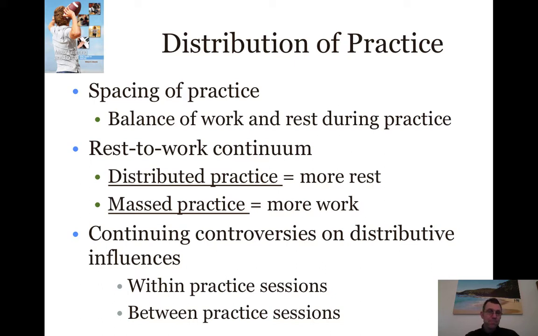So, spacing of practice. The idea of when we have a practice session, let's say we have an hour to practice, should we dedicate that entire hour session to practice, or should we maybe do 10-minute blocks, take a couple minutes off, 10-minute block, a couple minutes off? How do we distribute that balance of work and rest?